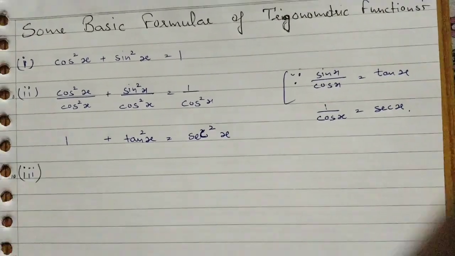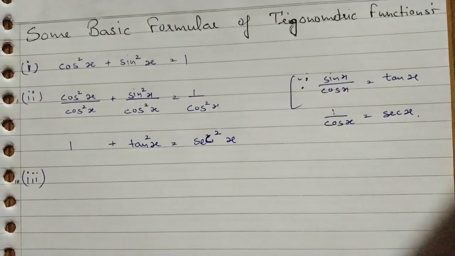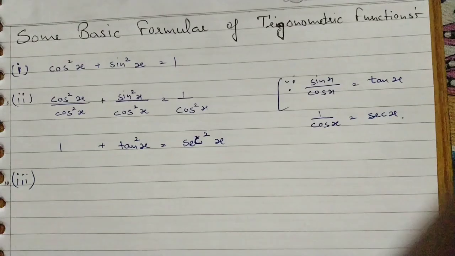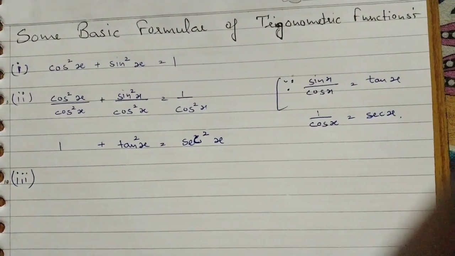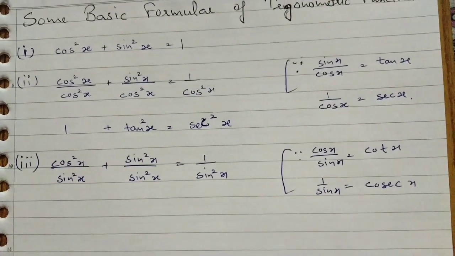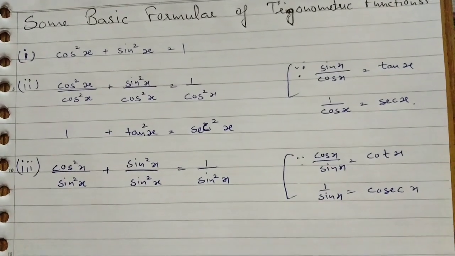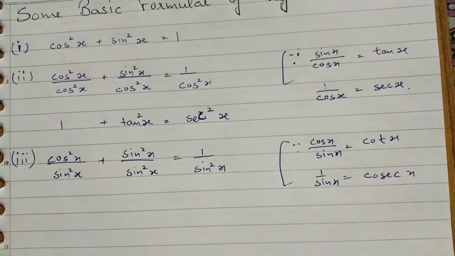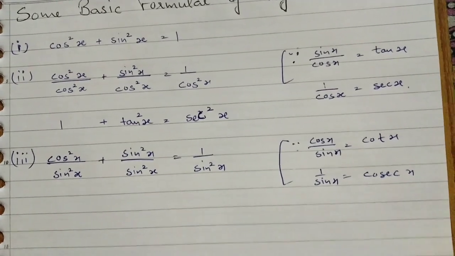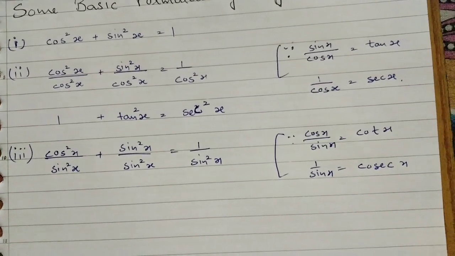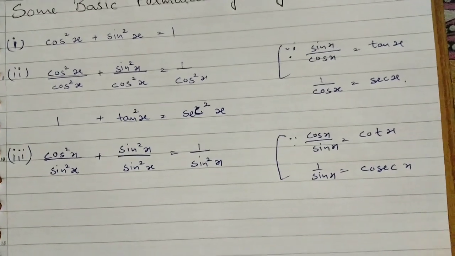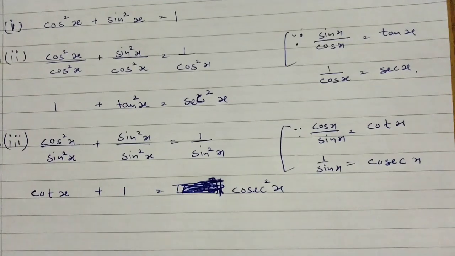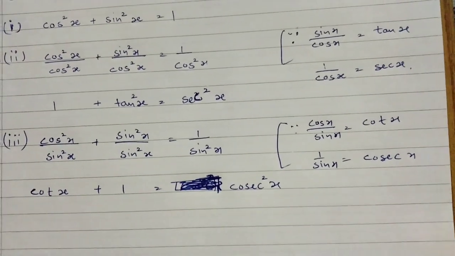trigonometric functions. After that, we will divide by sine square x in formula first. When we operate formula first by dividing by sine square x, it becomes cos square x over sine square x, which is cot square x, and 1 over sine square x is equal to cosecant square x. So the formula becomes cot square x plus 1 is equal to cosecant square x.